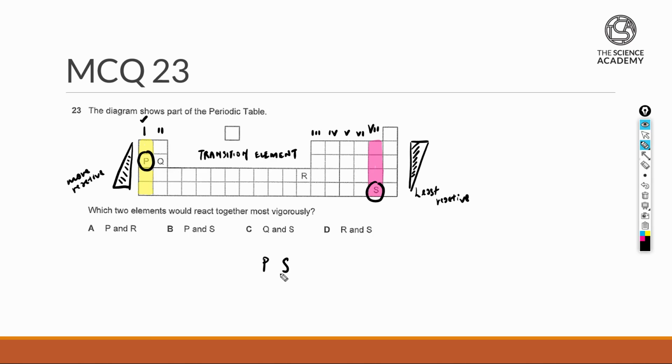To be a little bit more specific, P being group 1 is going to be a P+, and S being group 7 is going to be an S-. The resulting compound should be a PS ionic compound. So looking for the most vigorous reaction, the term most vigorous would have indicated for us to set our sights towards group 1, because it has a very reactive nature. So we'll be looking for P and S as the answer for 23.